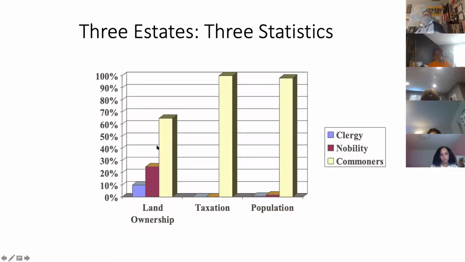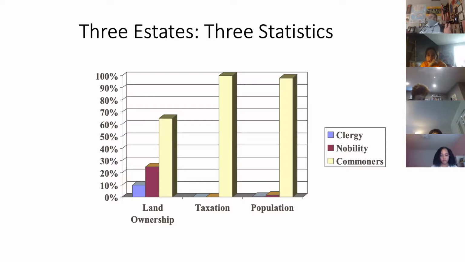So commoners, that's the third estate. Nobility is the second estate. Clergy is the first estate. Somebody point out to me the disgusting inequality here. Yes, but that doesn't get at the root of the main problem here. One that's just outstanding. It's glaring. What do you think?